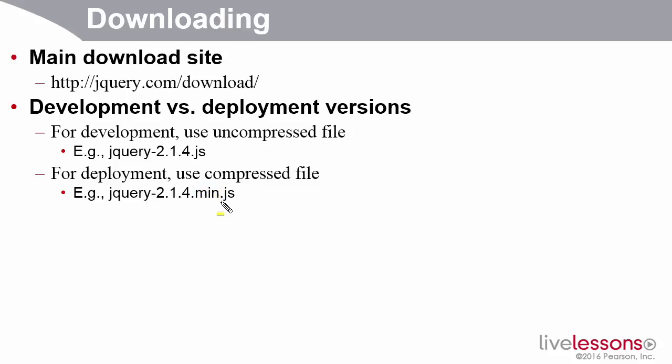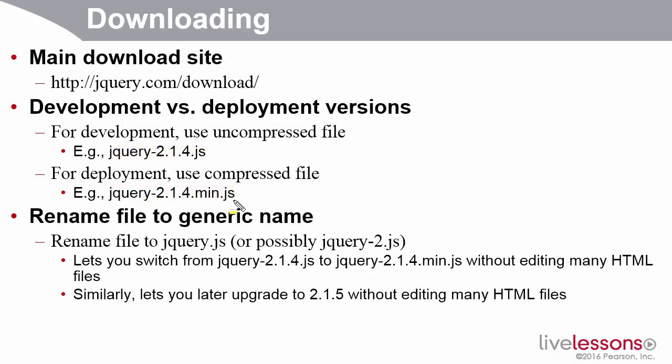The names of the files are different. For example, the latest version as of October 2015 is jQuery 2.1.4. And the development version is jQuery 2.1.4.js. But the minified, the compressed version, is jQuery 2.1.4.min.js. They're different names. And if you develop 15 different web pages and they're all using jQuery, it's a little bit of an annoyance to have to go through and change all of the script tags that load jQuery and change the name from 2.1.4.js to 2.1.4.min.js.